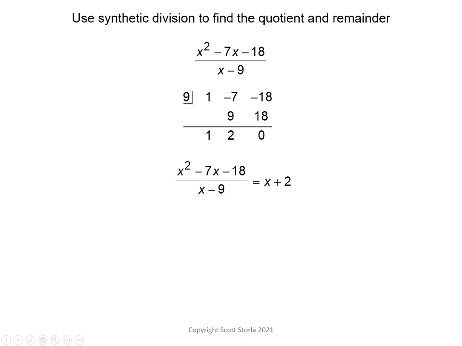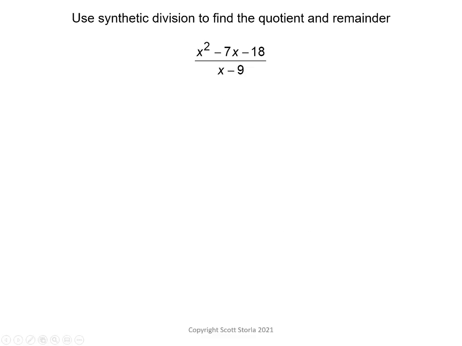Now we can check our work because, again, if we multiply the divisor by the quotient, we should get the dividend. And so let's do that. We'll get x squared plus 2x minus 9x minus 18. And that will give us x squared minus 7x minus 18, just like it should. So that's the steps for synthetic division.